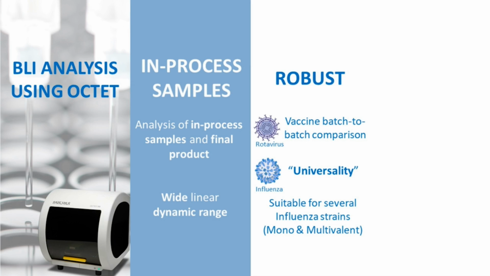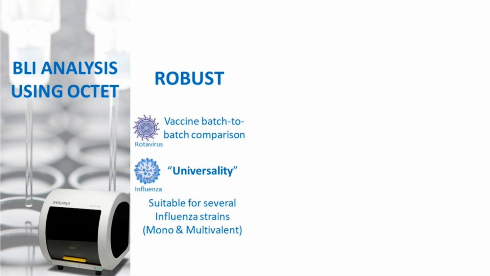And as the method presents a wide linear dynamic range and a limit of quantification suitable for quantification of in-process samples, we were able to analyze the entire bioprocessing, ranging from harvest to the final purified product. And at this point, we have an influenza label-free quantification tool that spares us from using red blood cells, and is not only suitable for several mono or multivalent influenza strains, but also presents subtype and group specificity. And for the rotavirus vaccine, we were able to quantify the entire bioprocess and also do a batch-to-batch comparison.